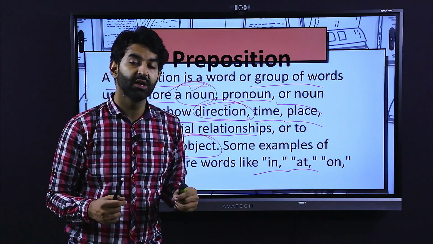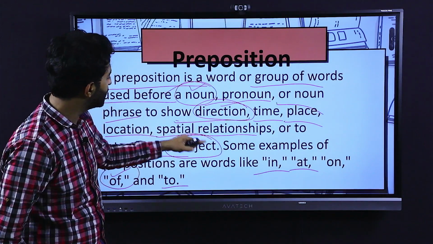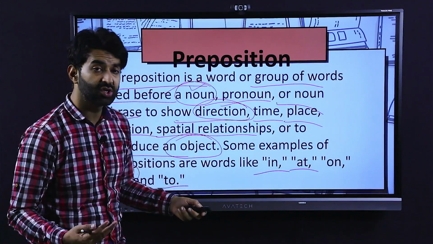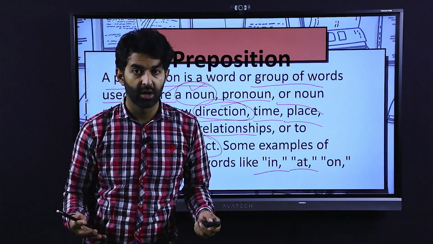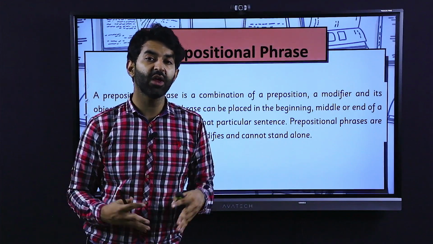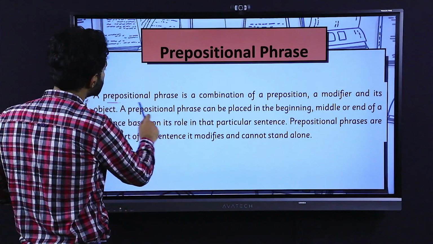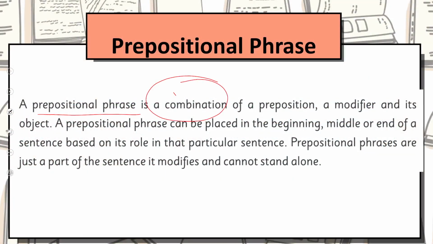These are words that tell you about direction, time, place, location, spatial relationships, or they are just introducing an object. So when we mix them with other groups of words and phrases, they become prepositional phrases. A prepositional phrase is a combination of a preposition, a modifier, and its object. So preposition, modifier, and object.